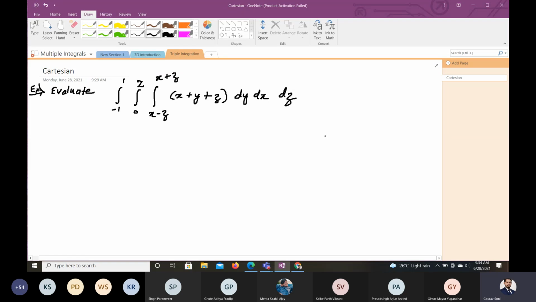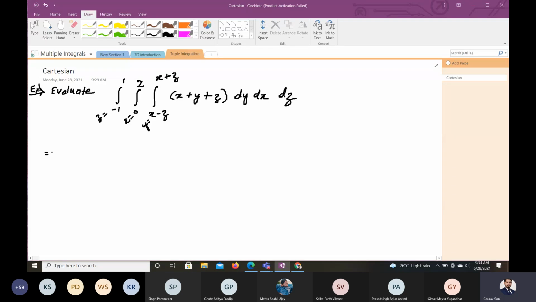Minus 1 to 1 is the limit for z. Z, exactly. Then this is the limit for x. X, exactly. And third one is for y. Okay. So let's solve this integration.